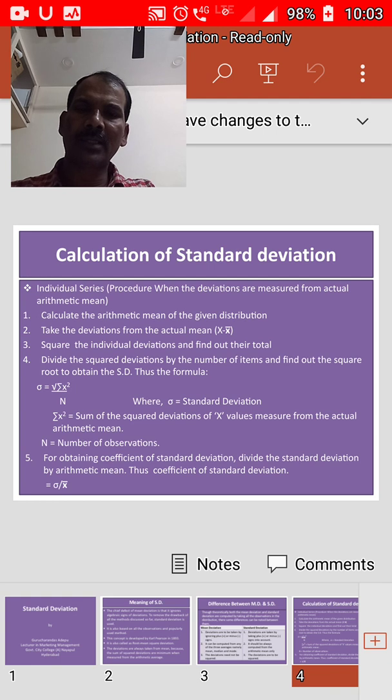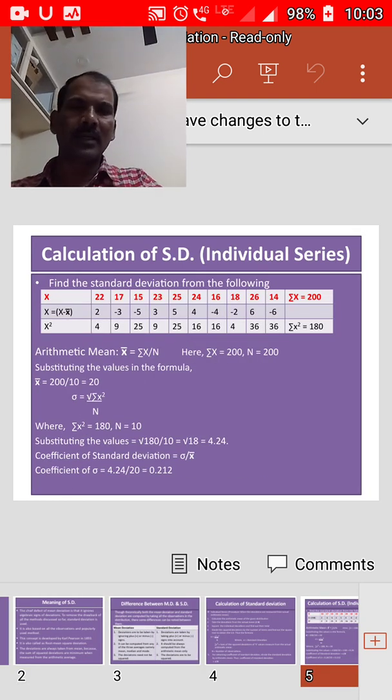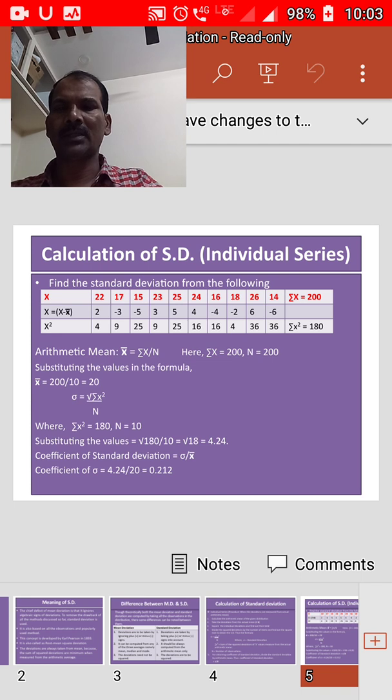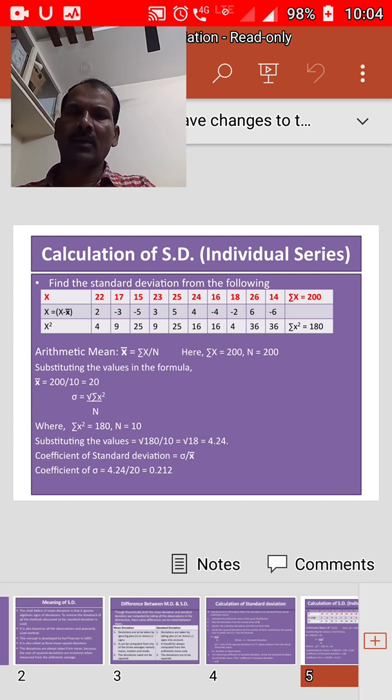Small sigma indicates standard deviation, whereas x bar indicates arithmetic mean, right? We'll take one example: calculation of standard deviation of an individual series by taking the actual arithmetic mean. Deviations are taken from the actual arithmetic mean. He has given x values, hence I took the red color that is given in the problem.